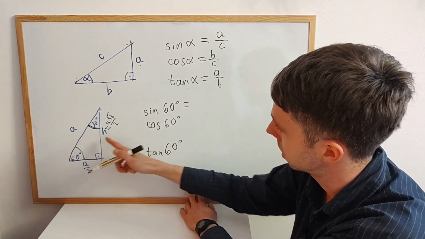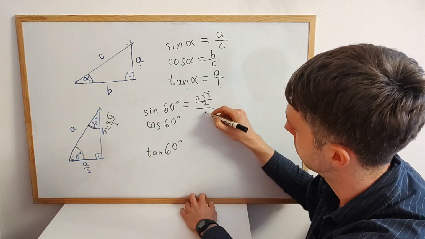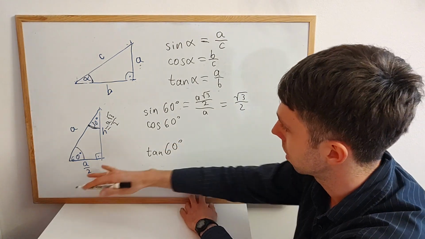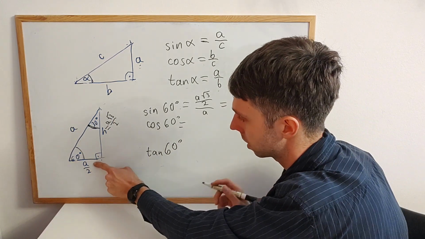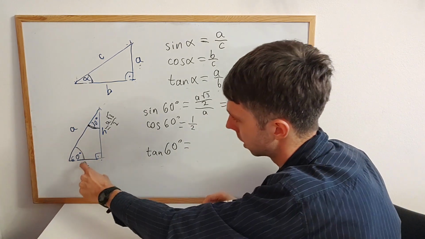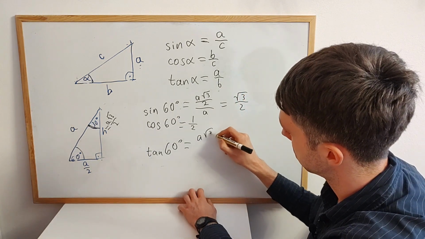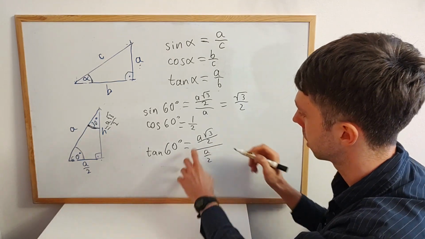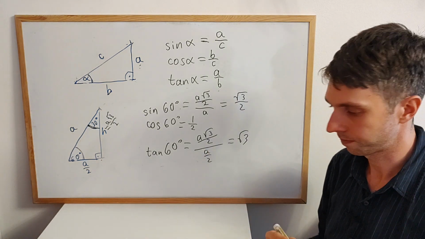So this will be this over this, so a square root of 3 divided by 2 over a, so it's just square root of 3 over 2. Cosine 60 degrees will be this over this, so a half over a, so just 1/2, and tangent 60 degrees will be this divided by this, so it will be square root of 3 over 2 divided by a half, so a cancels out, 2 cancels out, it's just square root of 3.